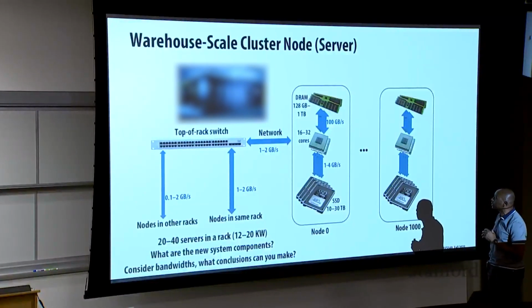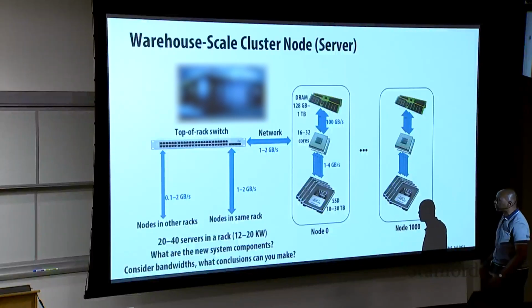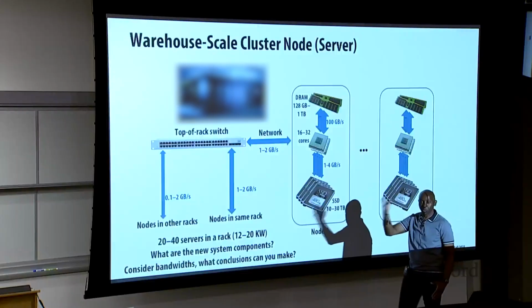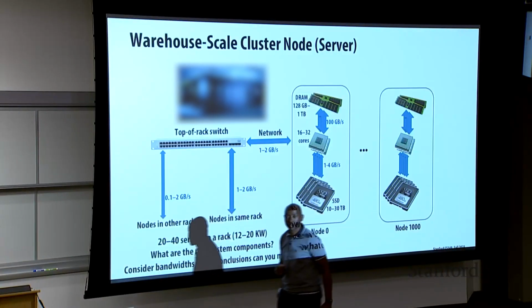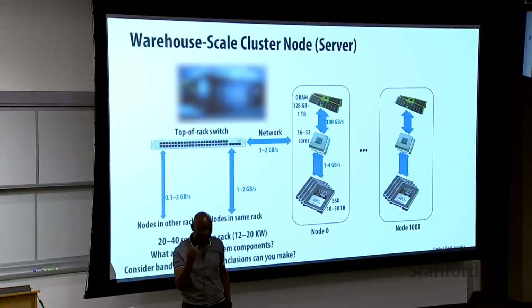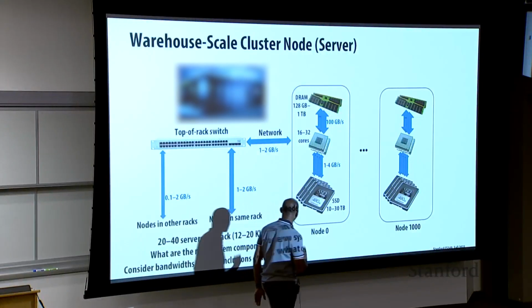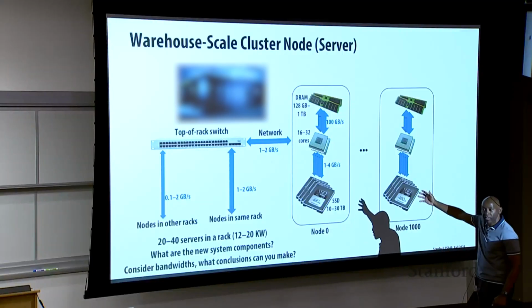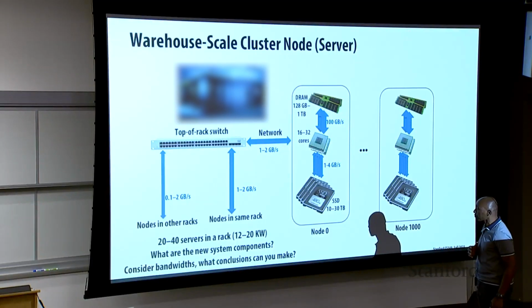So one thing that I should point out is, you take a look at this picture. What are the new system components that we've mentioned that we haven't really introduced before? Network and solid state storage, right? So these two I/O components. What's the other thing you notice when you look at the bandwidths shown in this diagram? What conclusions do you make about the bandwidths that we see in this picture?